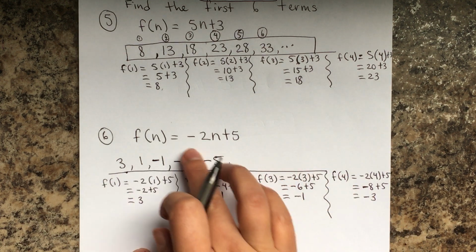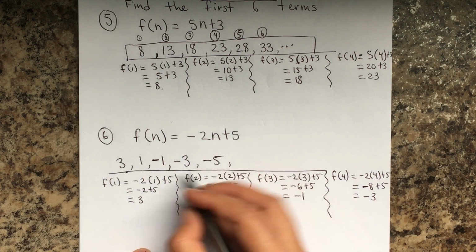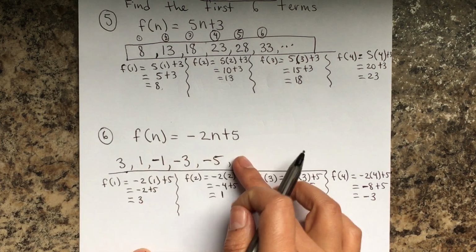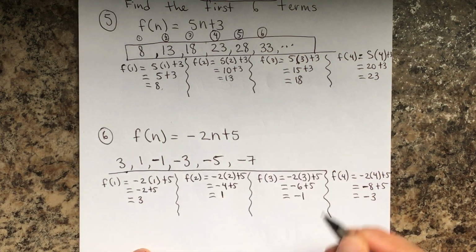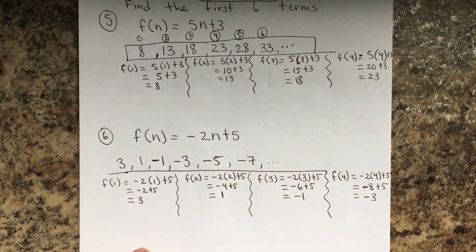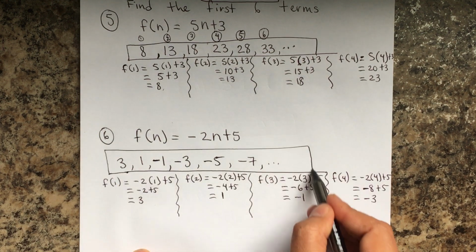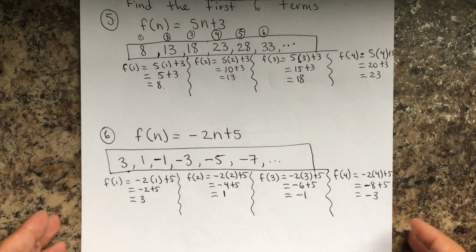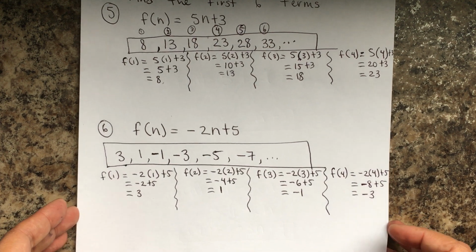1, 2, 3, 4. That's where it is. And another 1, 2, 3, 4, 5. Now I need one more. Minus 7. Okay? And so on. So this is my arithmetic sequence, and I'm actually subtracting 2.